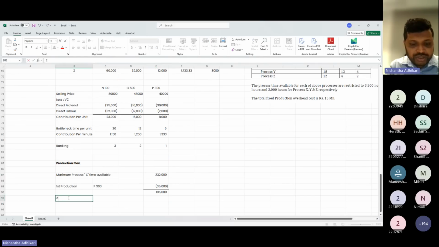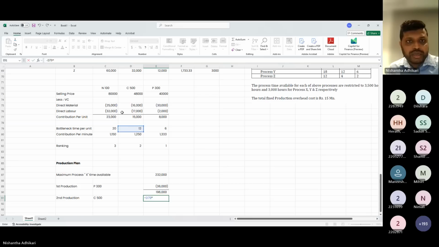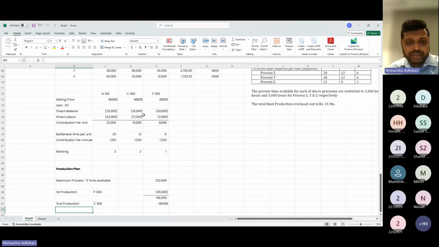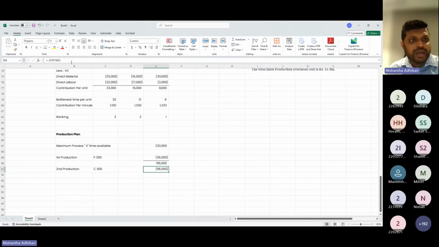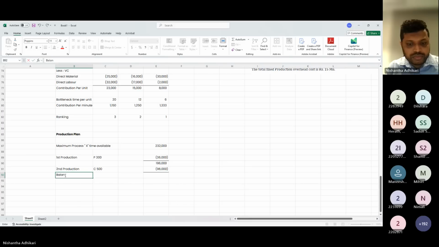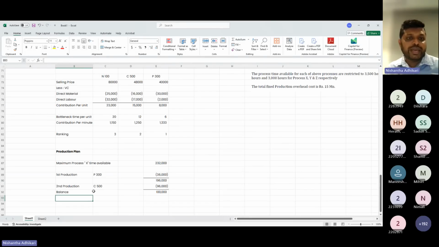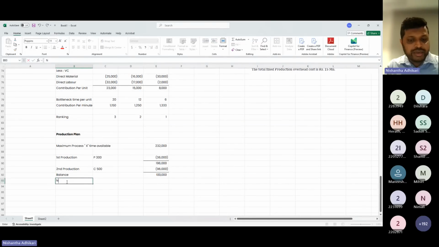Second production, C500. Each requires 12 into output 8,000, so 96,000 required. The balance you have to allocate is 100,000. It has to be allocated to N100, balance to N100.